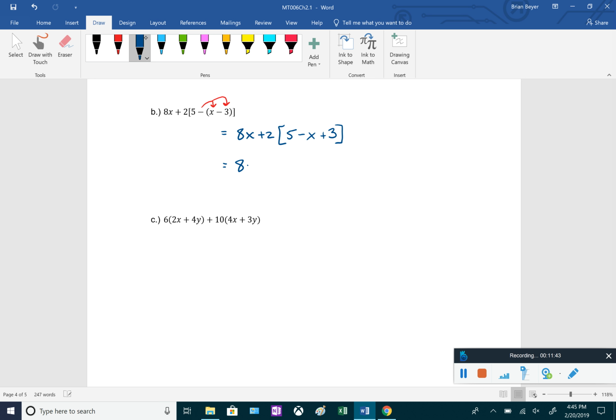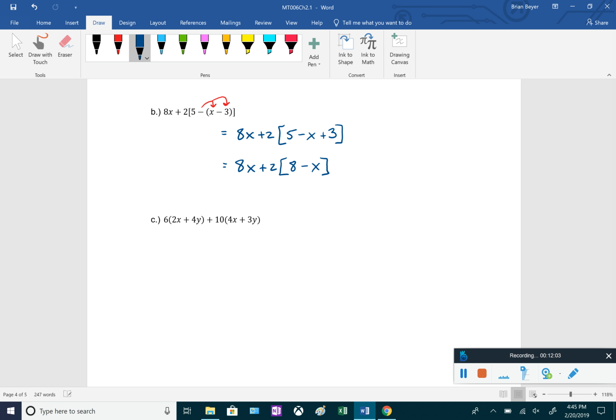Now combining the 5 minus x plus 3, you have to be a little bit careful here. The minus sign, the negative, is on the x. So when we're combining the 5 and the 3, it's 5 plus 3. So it's 8 minus x.